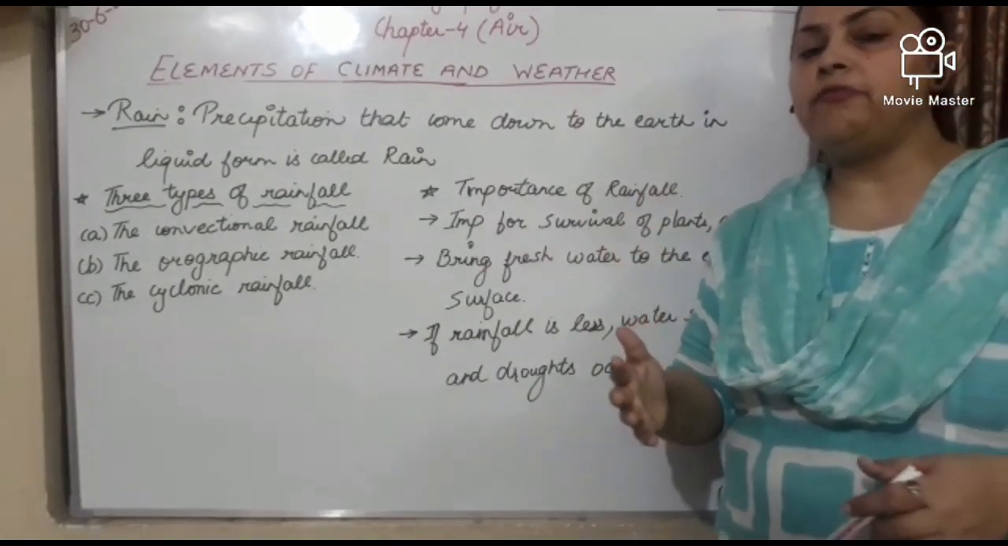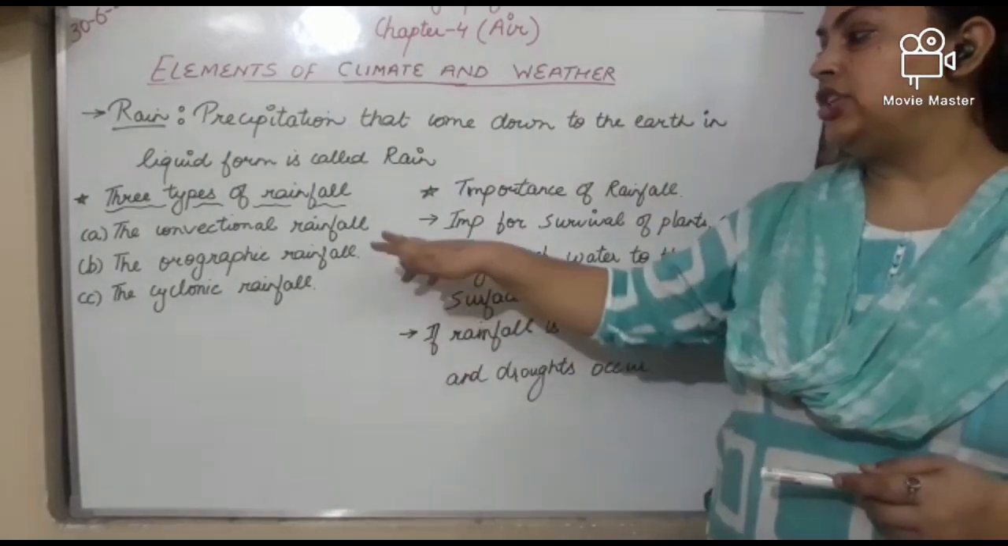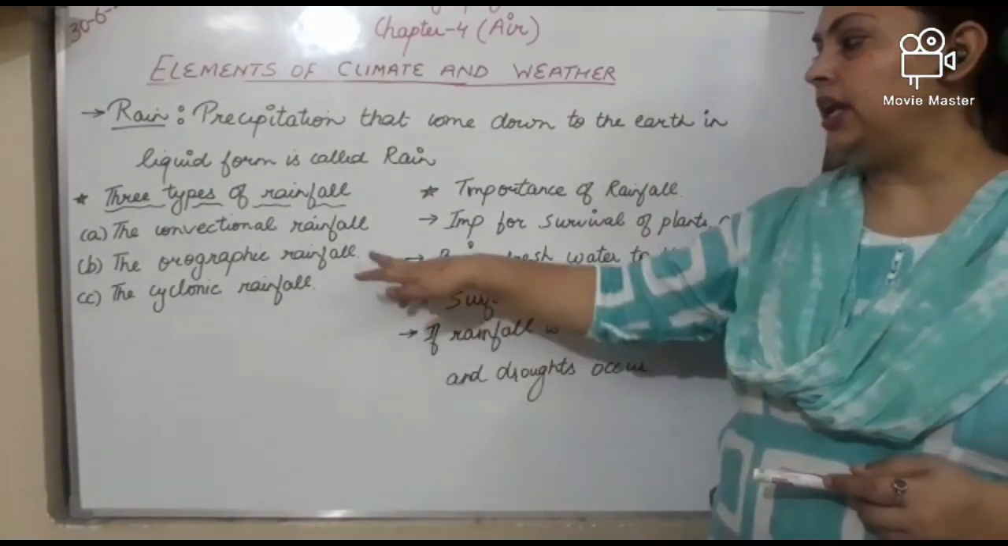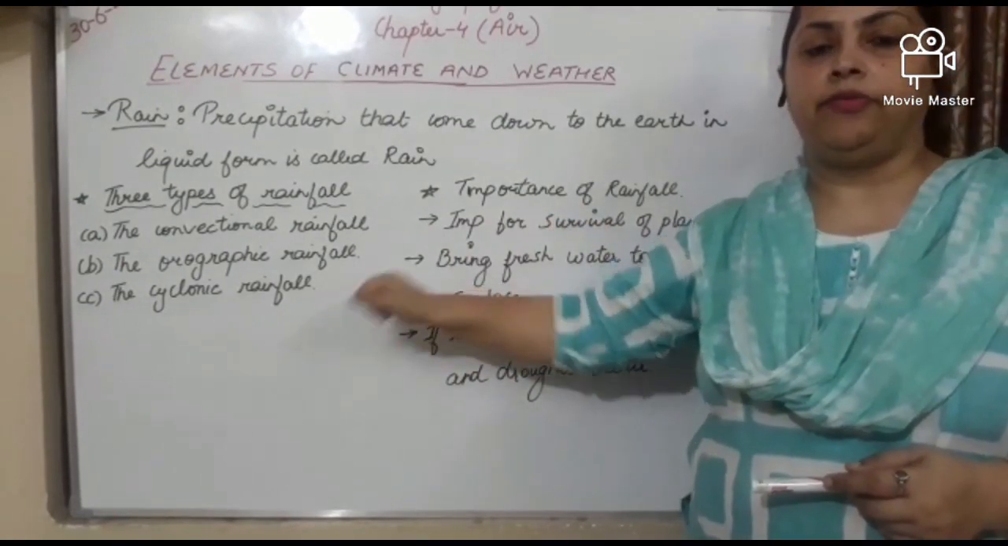In your book, they have mentioned three types of rainfall. First is convectional rainfall. The second one is orographic rainfall. And the last one is cyclonic rainfall.